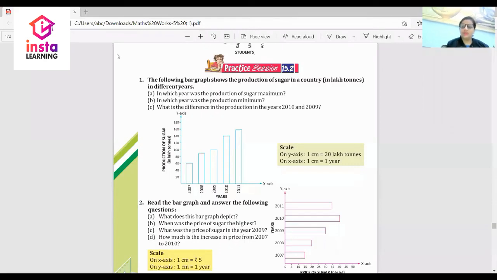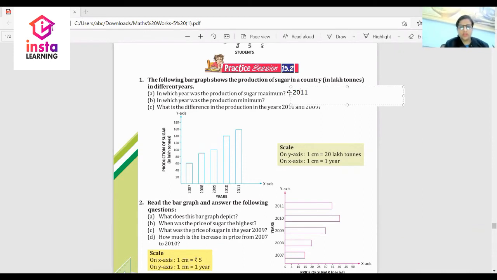Now students, exercise 15.2 is all about bar graphs. In that, the following bar graph shows the production of sugar in a country in lakh tons in different years. In which year was the production of sugar maximum? Where it is maximum, it is written here. So you just write here 2011. The answer is 2011 according to the bar graph.